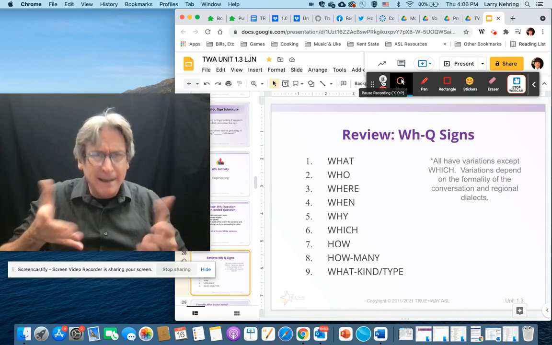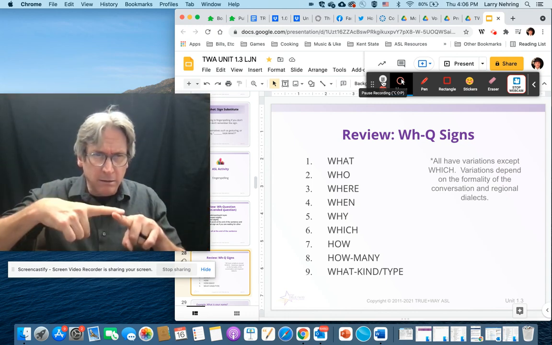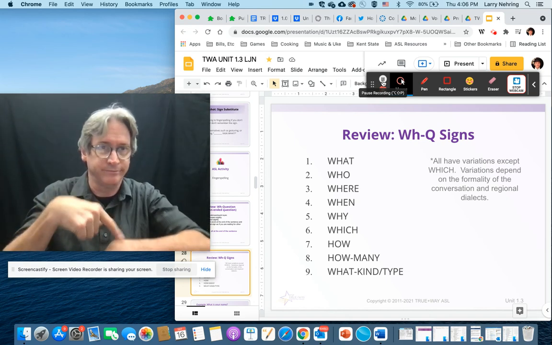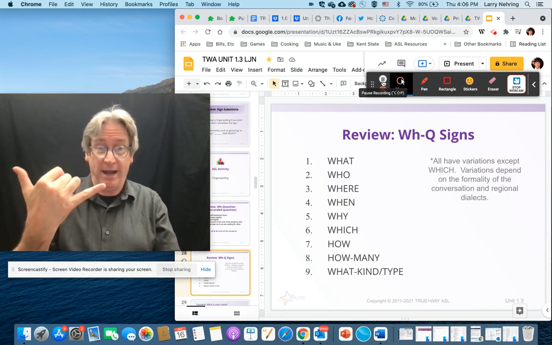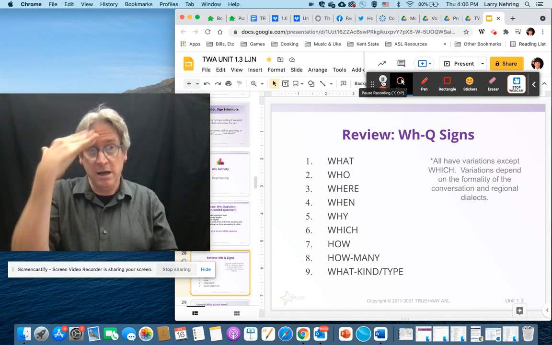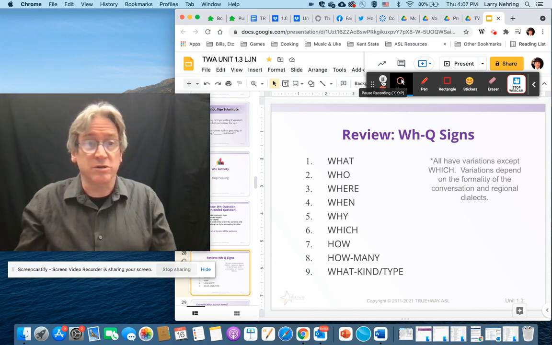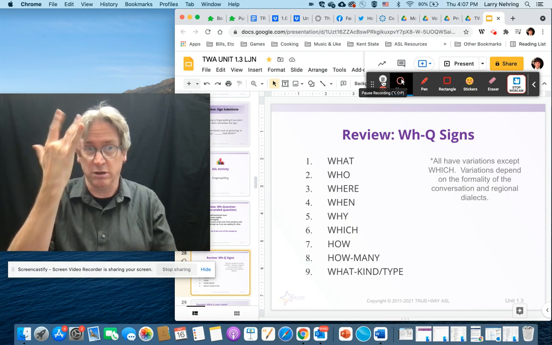Okay, so we have what, who, where, when, and the second one is time, right? So what time is, at what time. Y is going to use the hand shape Y, and you're going to bring it from your forehead down to Y. Why? There's a variation of this, which is Y. It's just a shortened version.